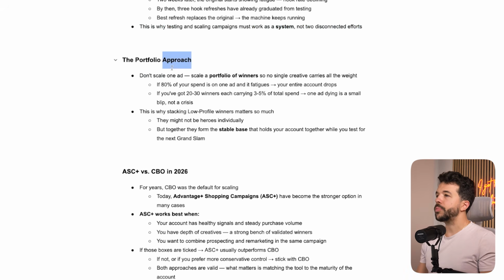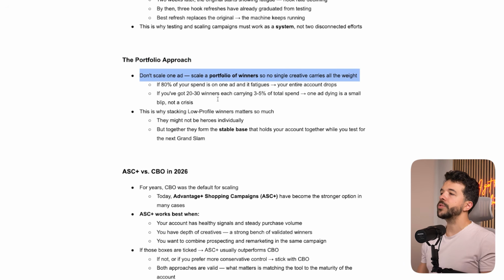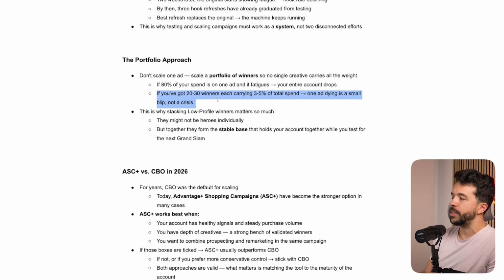Now, the portfolio approach: you don't scale one ad, but you scale a portfolio of winners, so no single creative carries all the weight. This is how we approach it. And if 80% of your spend is on one ad and it fatigues, your entire account drops, and that's not ideal. If you've got 20, 30 winners, each carrying 3 to 5% of total spend, which is obviously not always possible, but a setup like that would allow one ad dying not to kill you and not to lead your company into a crisis.